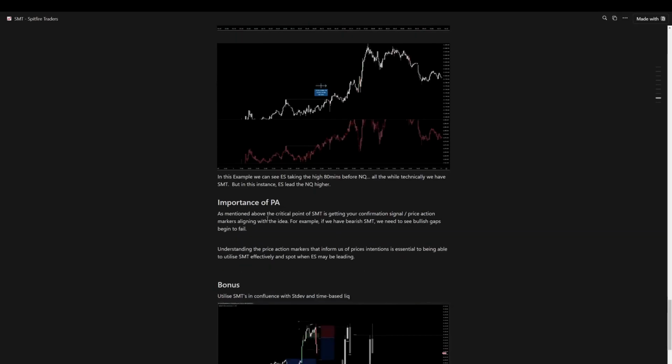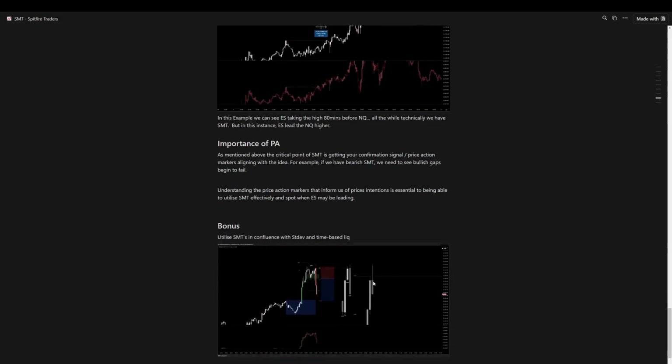So this is where we come to the importance of PA, or price action. As mentioned above, the critical point of SMT is getting your confirmation signal, price action markers aligning with the idea. So for example, if we have a bearish SMT, we need to see bullish gaps begin to fail. Understanding the price action markers that inform us of price's intentions is essential to being able to utilize SMT effectively and spot when ES may be leading. And yeah, that was the other example.